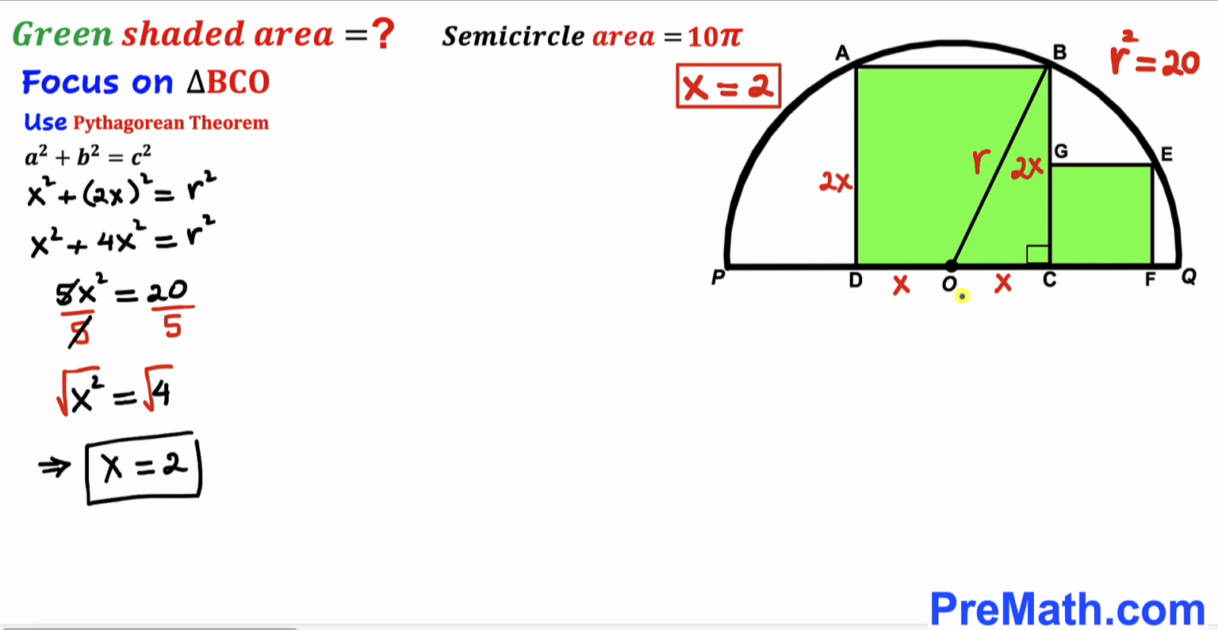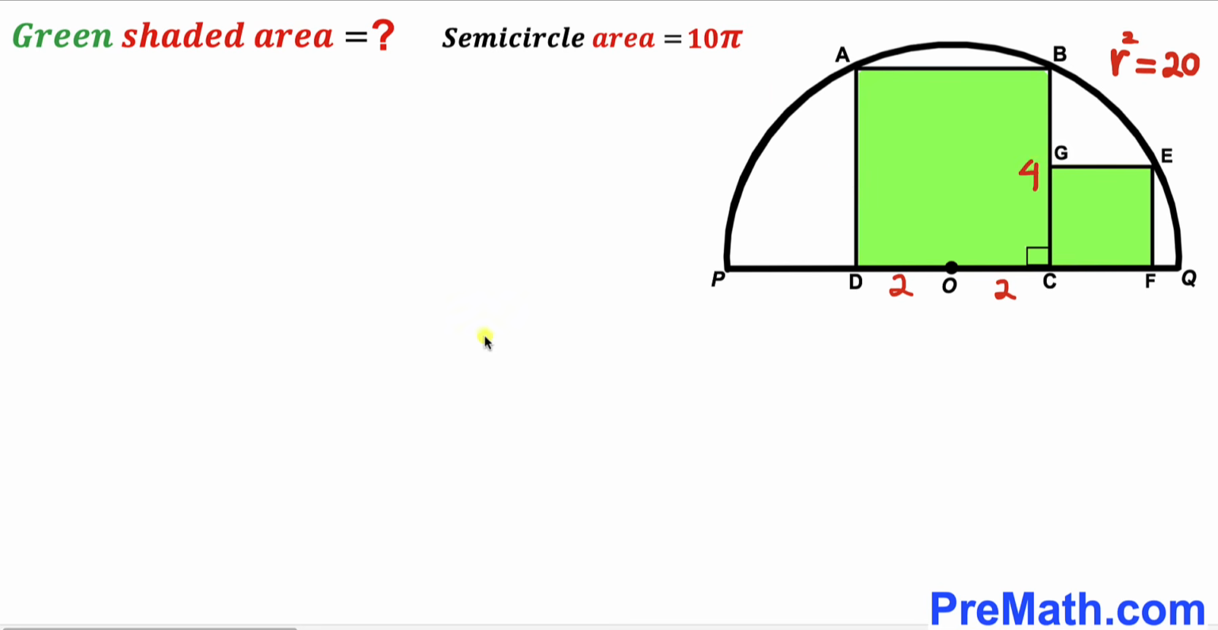So thus this x value turns out to be 2 units, and likewise this is going to be 2 units as well. And this side 2 times x is going to give us 4. So thus the side length of this bigger square turns out to be 4 units.